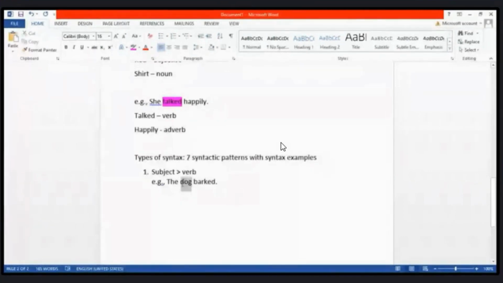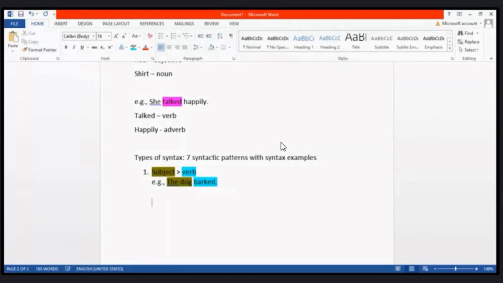All right, so let me just highlight this. Okay, let me use not this color. Okay, the dog. All right, so this is the subject. And barked is the verb, so let me give another color. Let's say I gave it blue. And here, if you see here, barked is the verb. So this is the first type of syntactic pattern in a sentence. And this is an example.